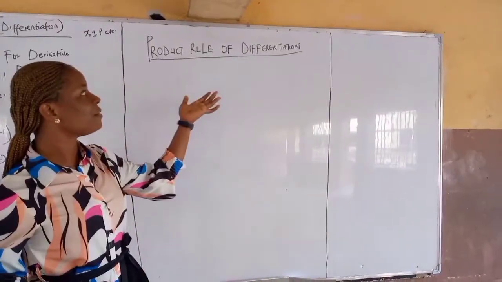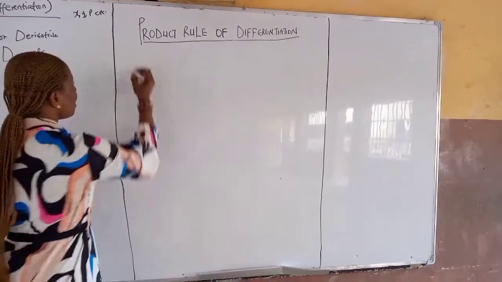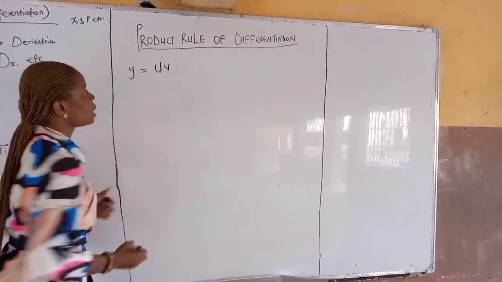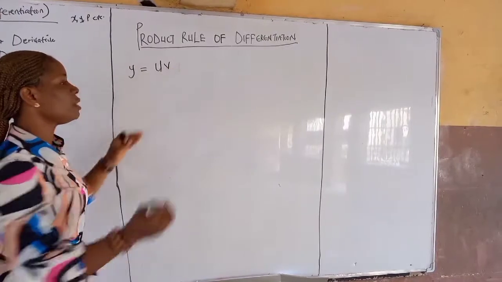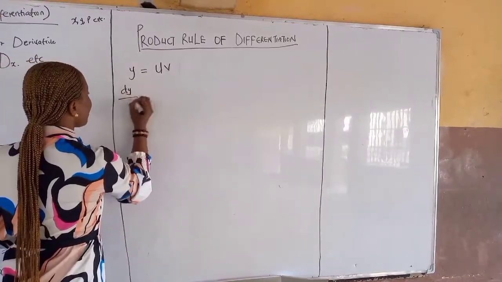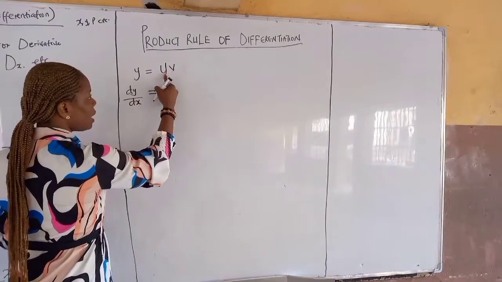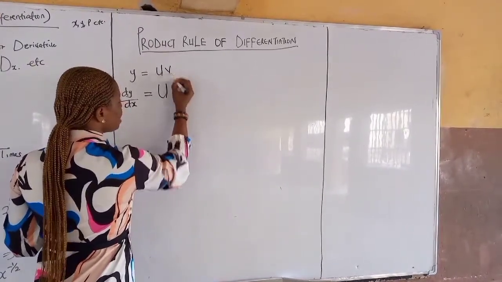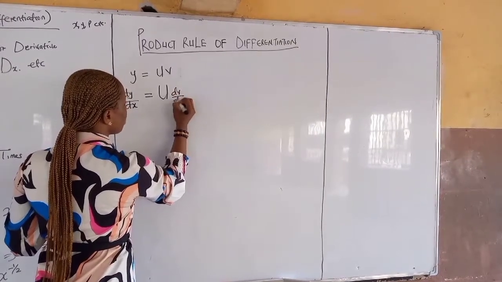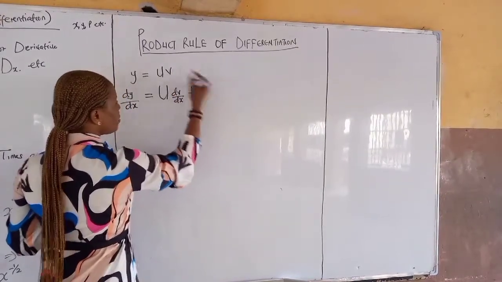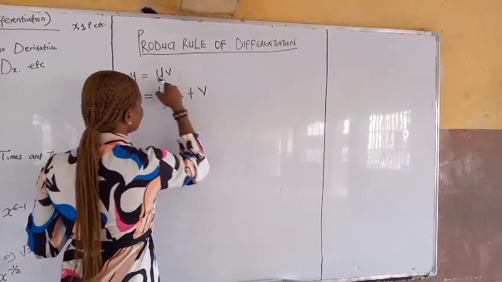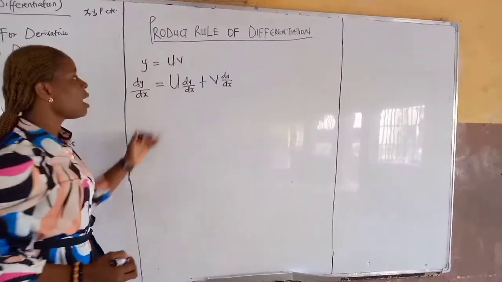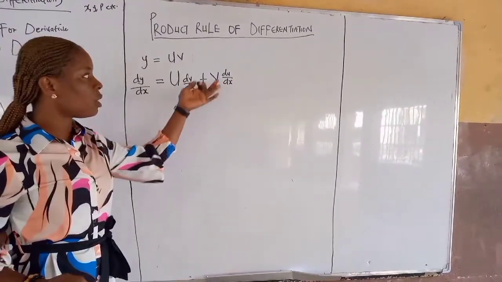Let's look at the product rule of differentiation. If a function like this is given, y equals uv, then dy/dx will be: keep u, differentiate v, you have u dv/dx, plus you keep v and differentiate u, so that you have v du/dx. This is just the product rule of differentiation.